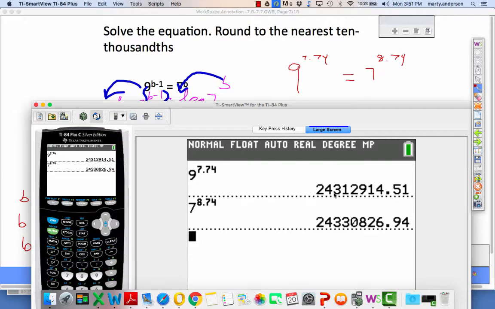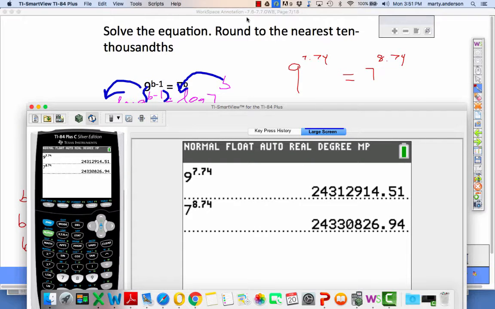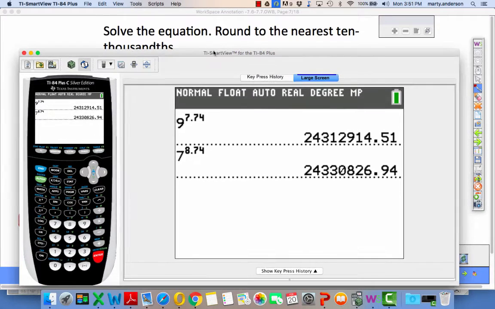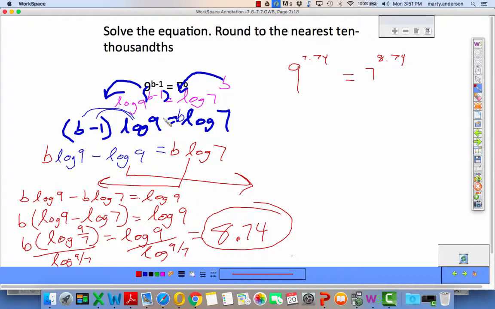That's 24,312,000 and 24,330,000. Why the discrepancy? Because I rounded. When you're raising an exponent to something that's rounded, your error will kick in that much more. I would call those pretty darn close. We are good.